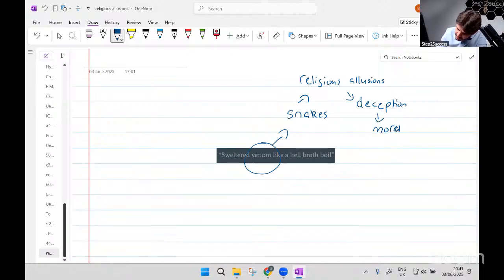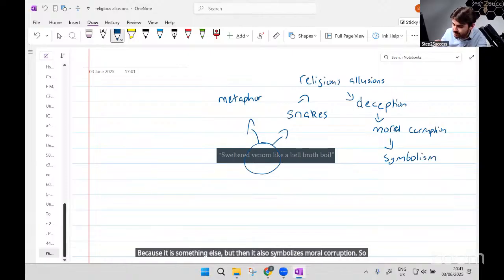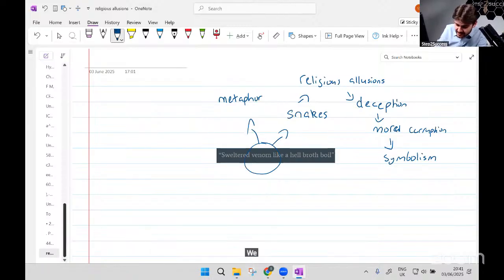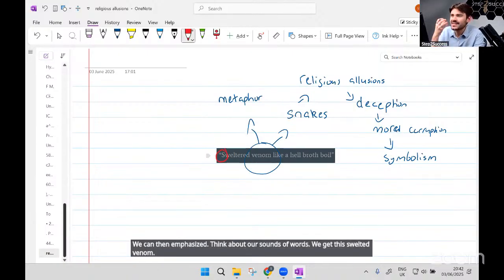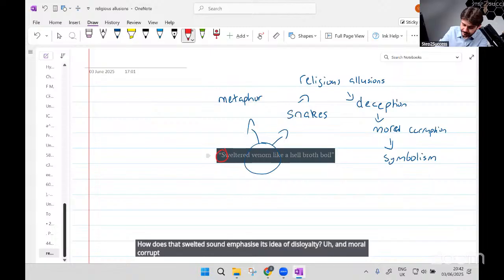And in terms of language techniques, we can say that's firstly a metaphor, because it is something else, but then it also symbolizes moral corruption. So it's a symbol as well as a metaphor. We get then emphasized, think about our sounds of words. We get this sweltered venom. How does that sweltered sound emphasize this idea of disloyalty and moral corruption?